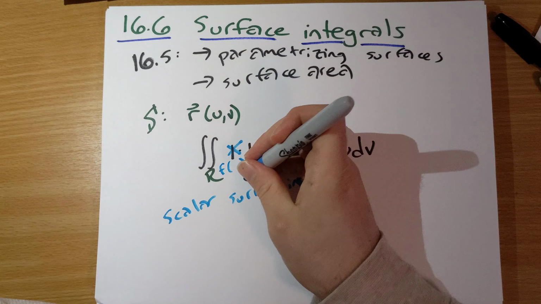In fact, the parallelism between scalar surface integrals and vector surface integrals should remind us of the parallelism in section 16.1 and 16.2 between scalar line integrals and vector line integrals. It should feel very, very similar. Okay, so before we get into the main part of this, I want to talk about parametrizations just a little bit.